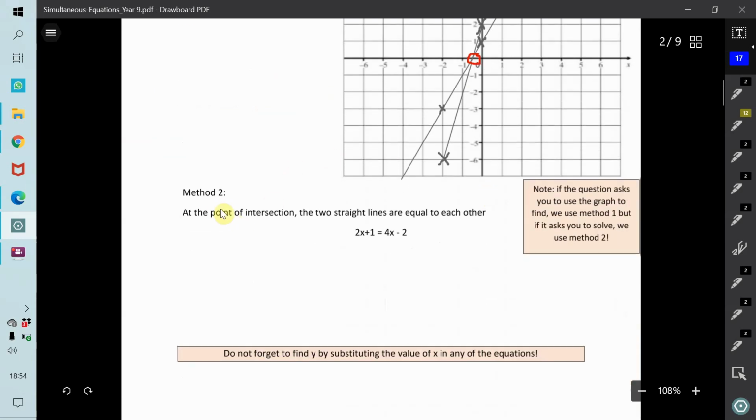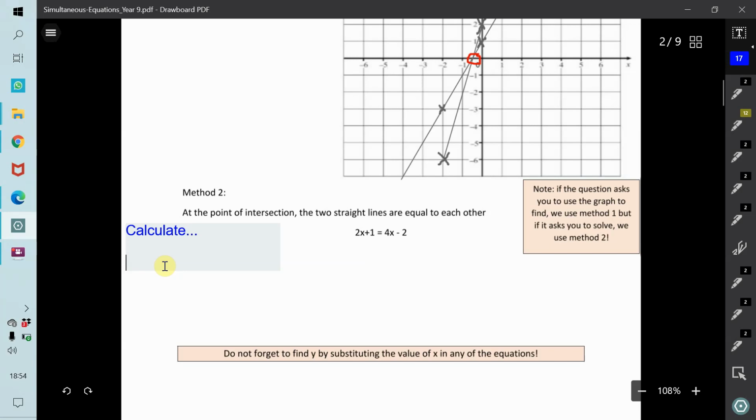Another method is to find the point of intersection by making them equal to each other. For you to use this particular method, it will tell you to calculate. You don't have to use the graph. You can literally use algebra. So the thing is this. Instead of using the graph, how else could you have gone about it?